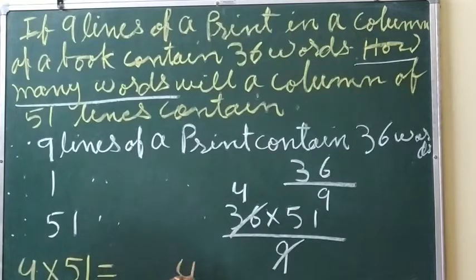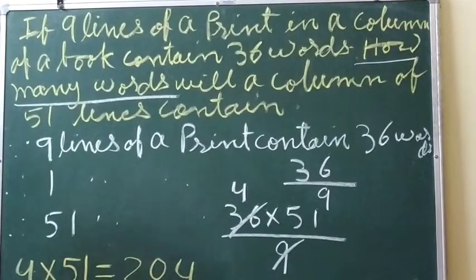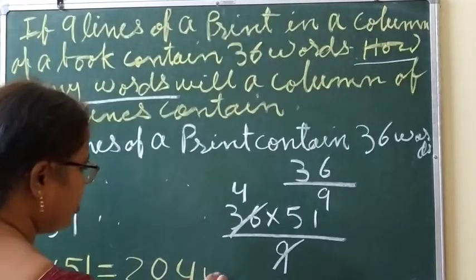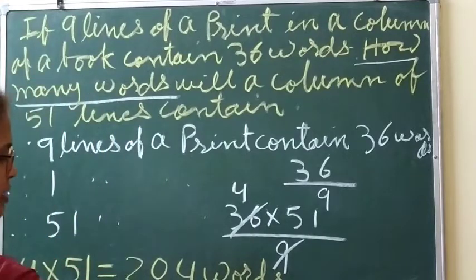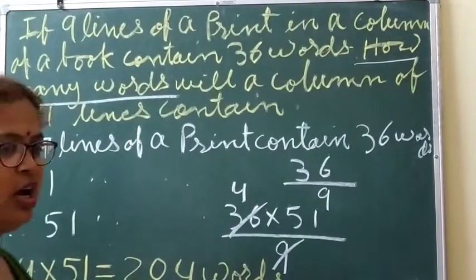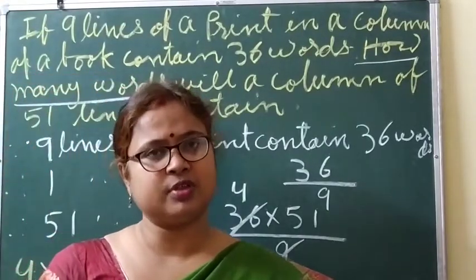4 ones are 4 and 4 fives are 20. So the answer will be what? 204 words. Whenever you write the answer, don't forget to write the unit. In this question, the unit is what? Words. So the answer will be 204 words.